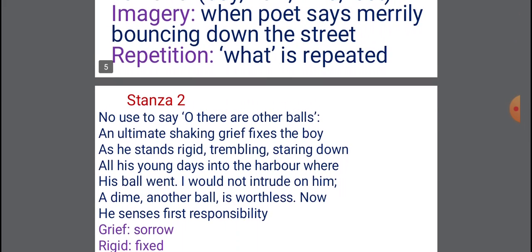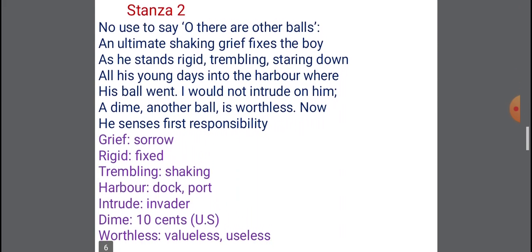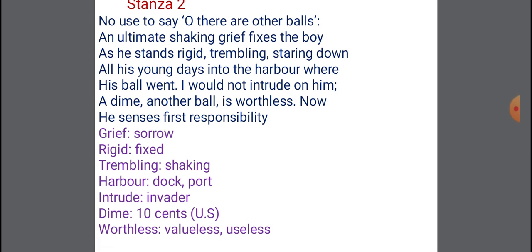Now see stanza number 2. No use to say, oh, there are other balls. An ultimate shaking grief fixes the boy as he stands rigid, trembling, staring down all his young days into the harbor where his ball went. I would not intrude on him. A dime, another ball is worthless. Now he senses first responsibility.